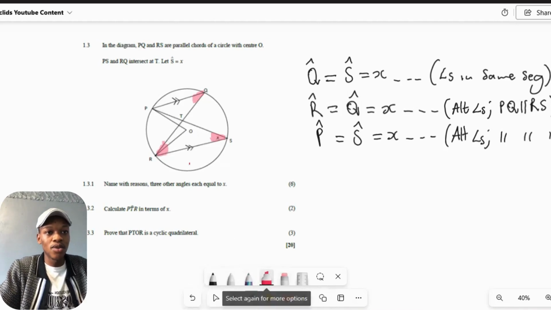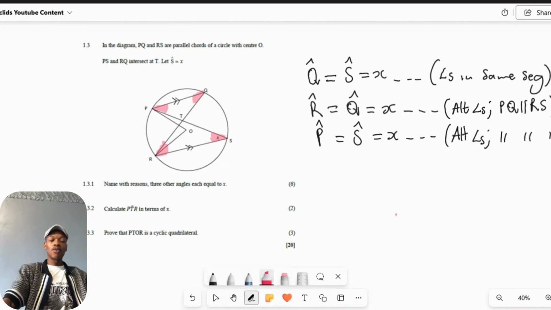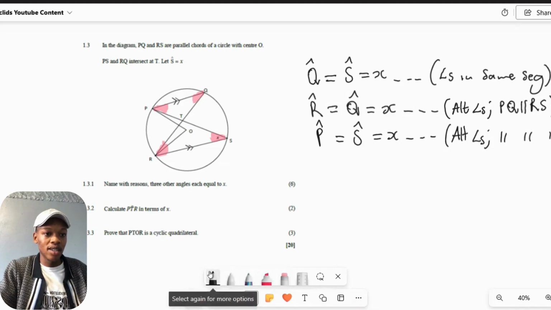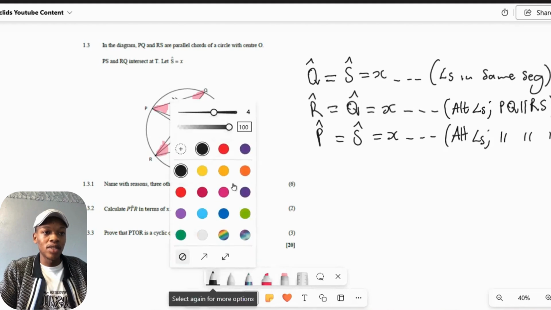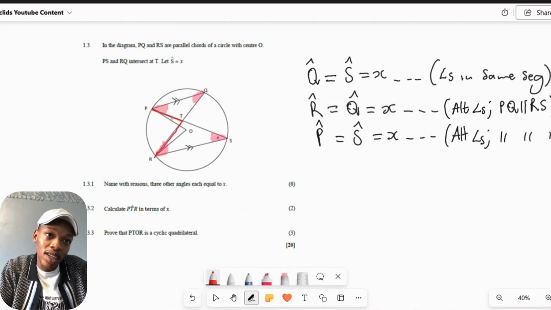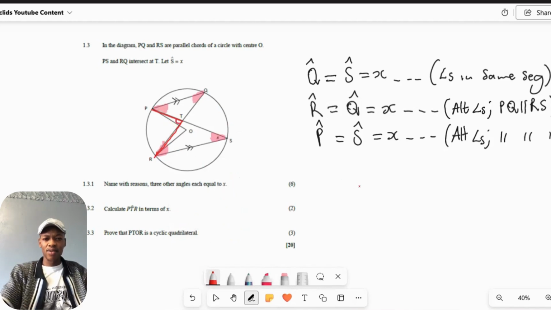Now let's go for 1.3.2. Let's go and highlight. Angle U is equal to X. Right, there you go. Now calculate PTR. Where is PTR? Let's go and highlight PTR. Let me use a different color, let me use red. There is P, there is T, there is R, which means they are talking about this angle here. What is that angle there?